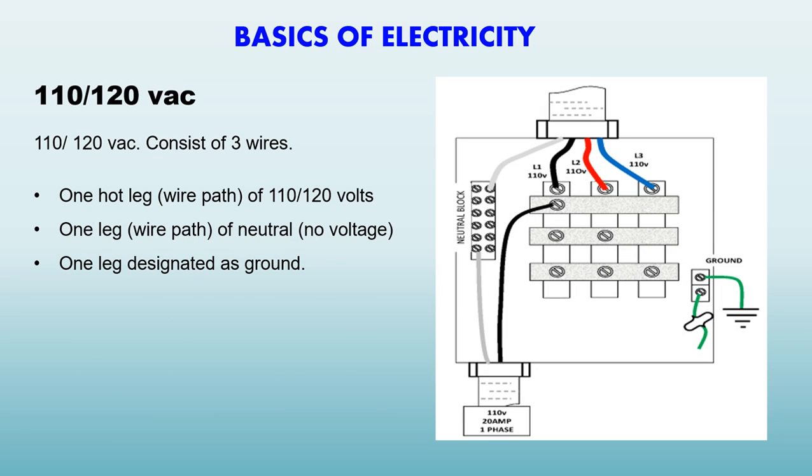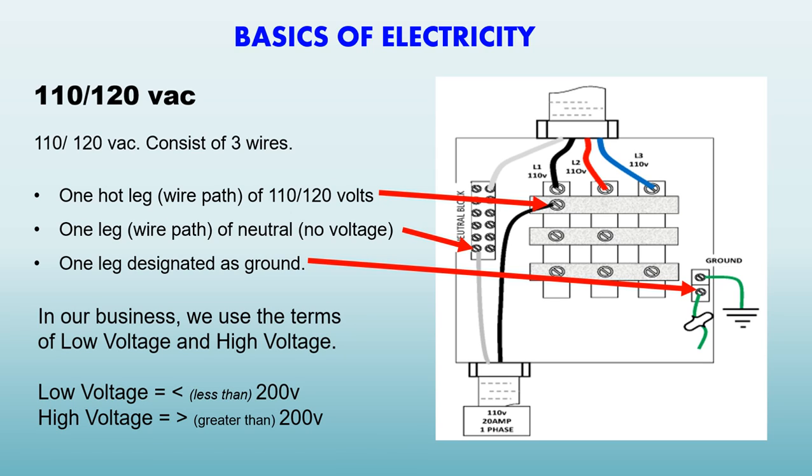Let's take a look at 110 to 120 volt alternating current. This is going to be considered a low voltage. It will have one hot leg, one leg to neutral, or what we consider common, and one leg as a designated ground.